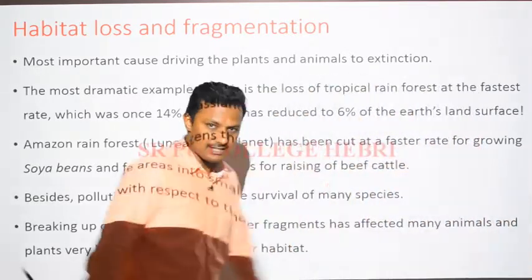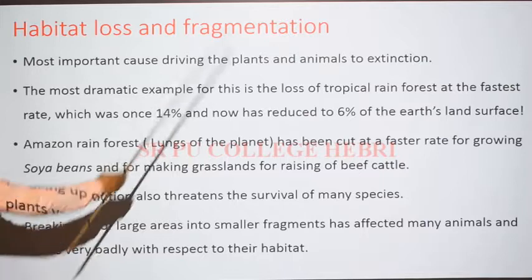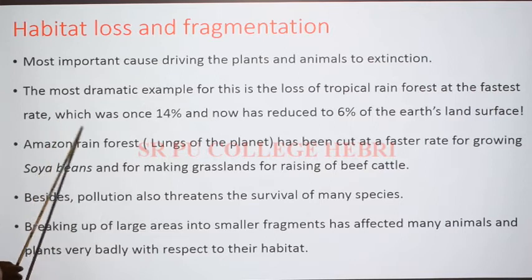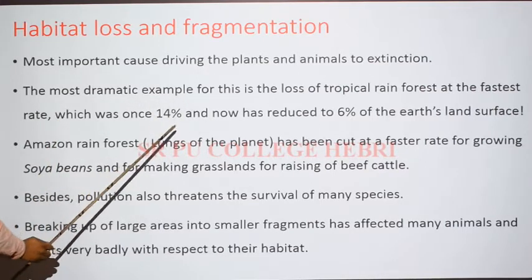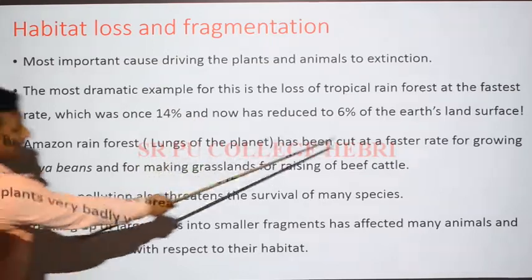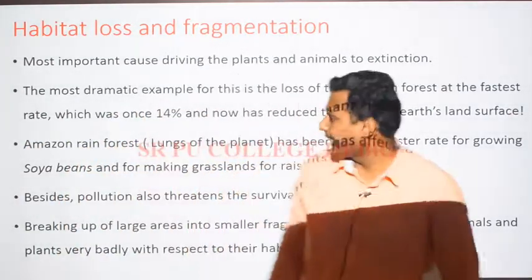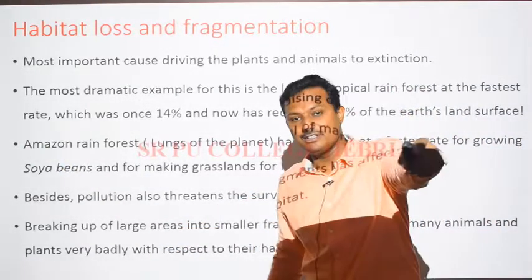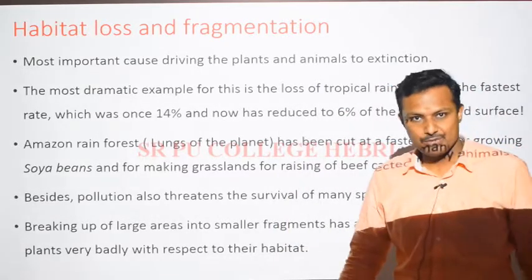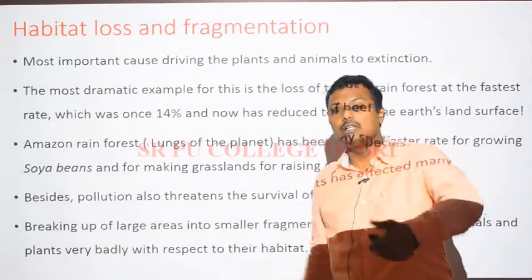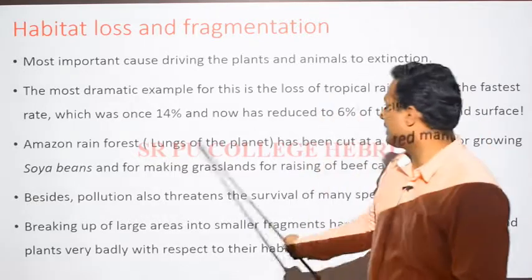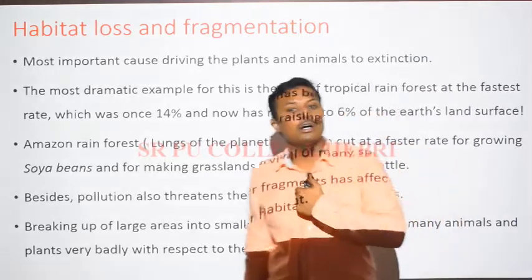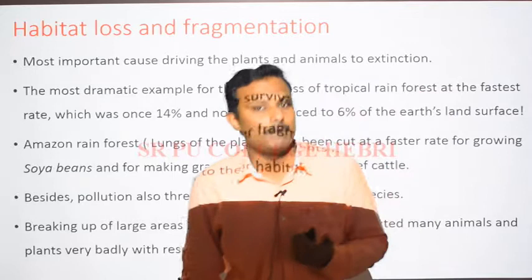And the most dramatic example of habitat loss and fragmentation is the tropical rainforest, where the rate at which the forest was lost was 14%, but now it is 6%. Another example is the great Amazonian rainforest, which is called the lungs of the planet, right? The Amazonian rainforest accounts for thousands of acres of land in the South American continent.